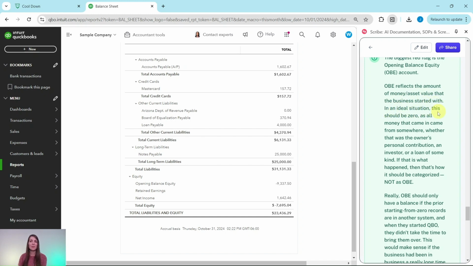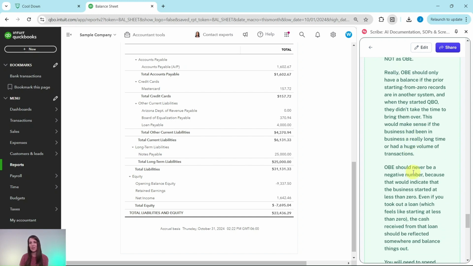In an ideal situation, this should be zero, as all money that came in came from somewhere, whether that's from the owner's personal contribution, an investor, or a loan of some kind. If that is what happened, then that's how it should be categorized, not as opening balance equity. Really, OBE should only have a balance if the prior records are in another system, and when they started QBO, they didn't take the time to bring that over.